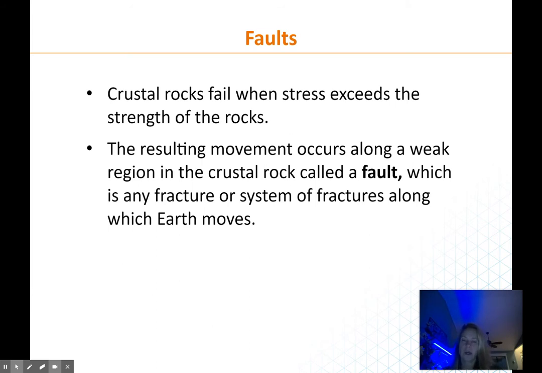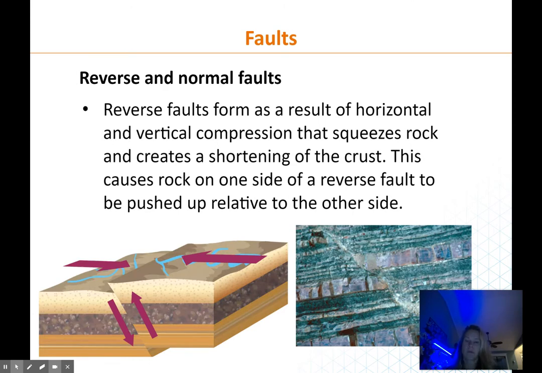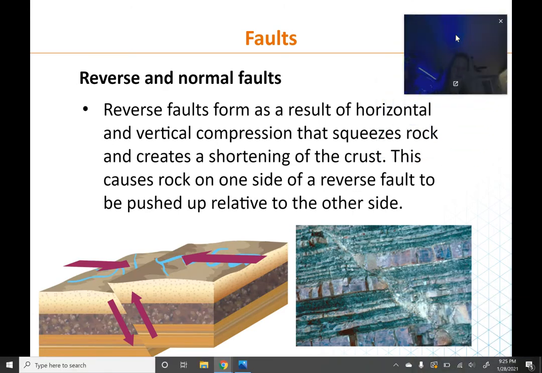So a fault is where the rock deforms so much that it can't stand it anymore. So it actually breaks. And that's also where we see earthquakes. So earthquakes occur along these faults. And here we can see different types of faults. So we've got reverse and normal faults.